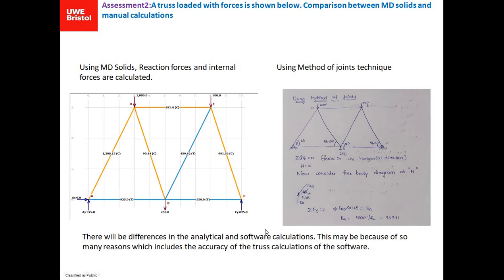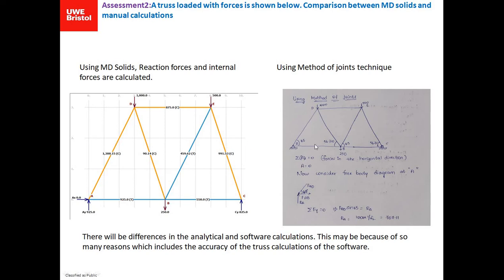Coming to the second one, in the second assessment, I considered a truss with some loaded forces as shown in the figure, and I compared the theoretical calculations with the MD Solids calculations. So here initially I considered that particular truss which is shown in the figure, and then I applied the different types of loads which are also shown in this figure, and then I found the results of these and represented them in this diagram.